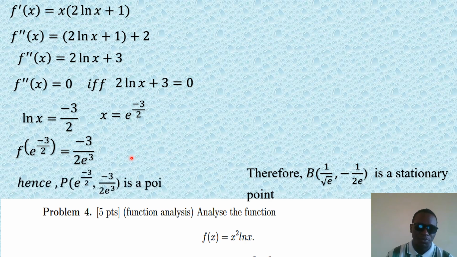So in point form, we are saying that the value of this function when x is e raised to the power minus 3 on 2 is equal to this value. So in point form, you write it like this. So this is the point of inflection, and we are going to show it.